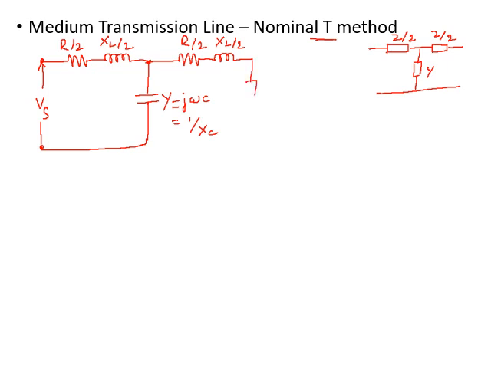Then load is connected at the receiving end and across the load VR is taken. So here we have a branch. So the voltage can be denoted as VC and the branch current denoted as IC.